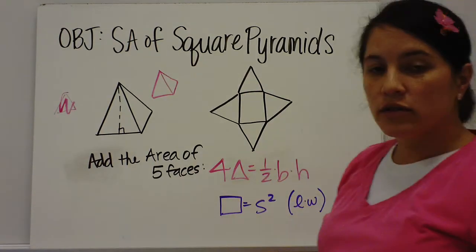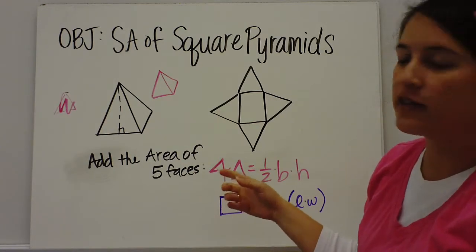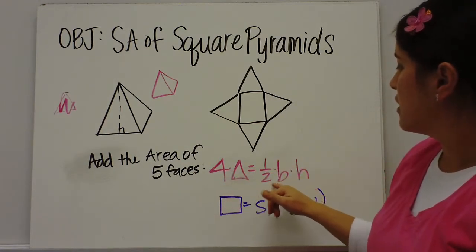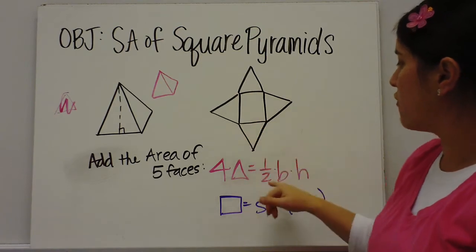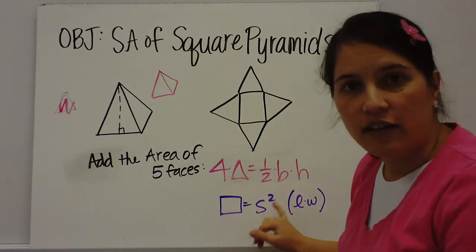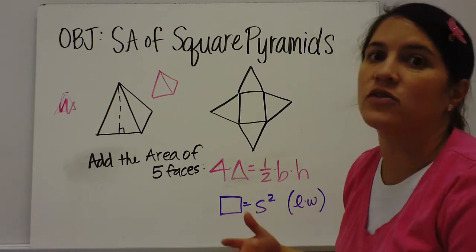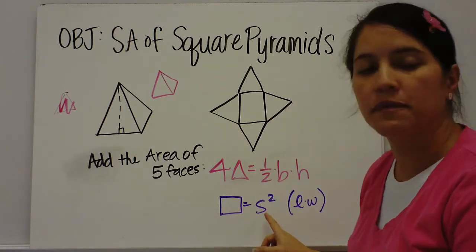You have the 4 triangles, and we know that the area of a triangle is 1/2 base times height. So the 4 triangles would be 1/2 base times height, and the square in the middle is side squared, unless you prefer to think of it as length times width. But the square is going to always be side squared because all 4 sides are going to be the same.